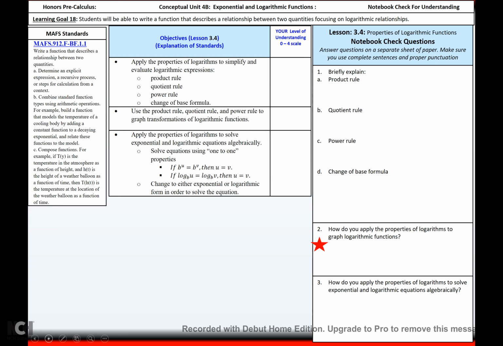So how do you apply the properties of logarithms to graph logarithmic functions? You use the change of base to rewrite log base b of x as the natural log of x over the natural log of b, and then you can get your transformations from there.